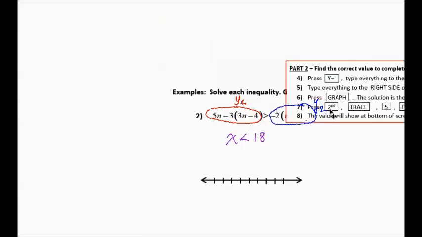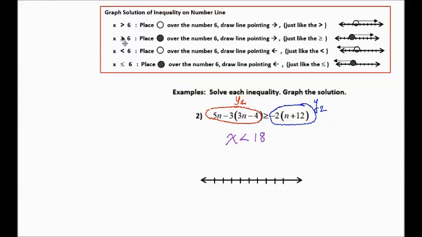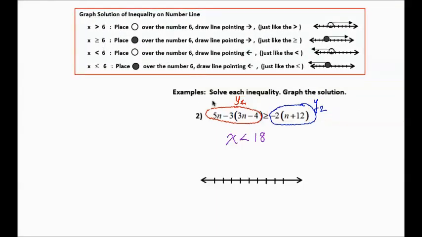Now we need to graph that solution, and we're going to be using this information here. X is less than 18. Oops, I forgot to write the less than or equal to right here. It has to match the symbol that's given in your original problem. If it has an underline in the original problem, your solution will have that as well. So x is less than or equal to, that looks like this option here.